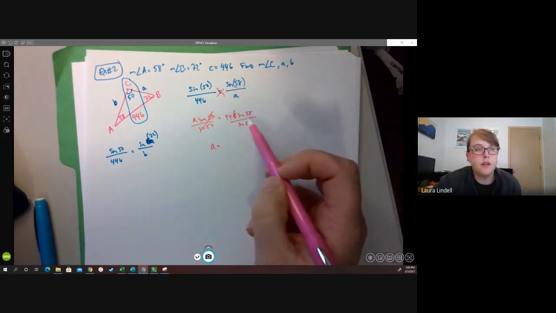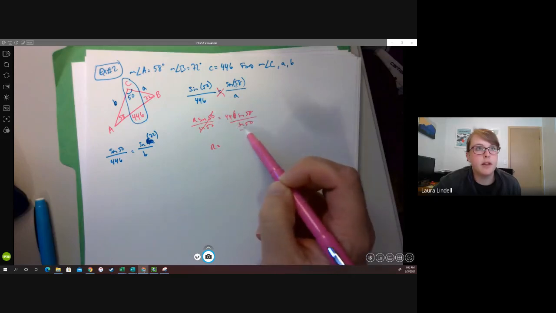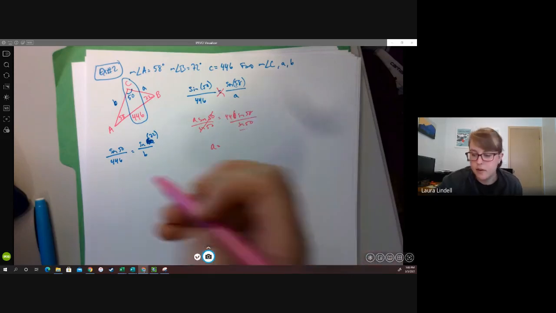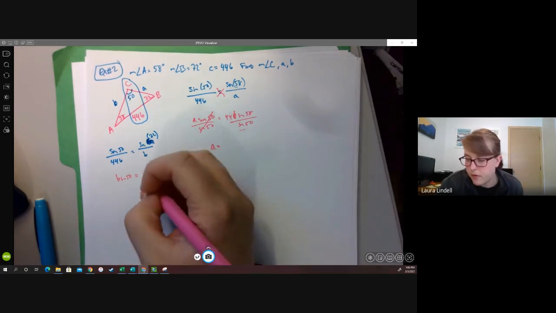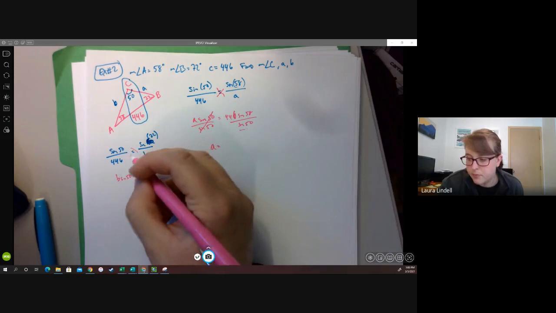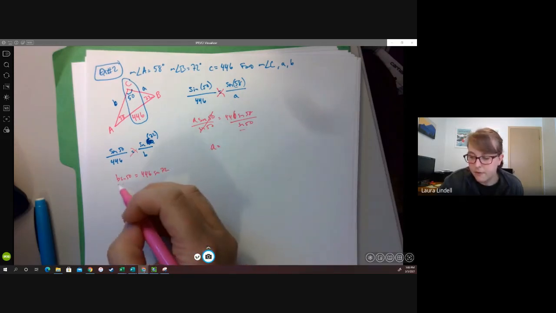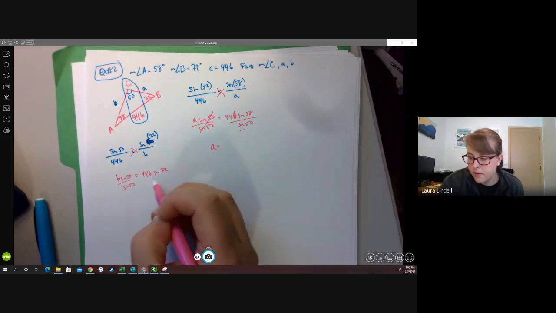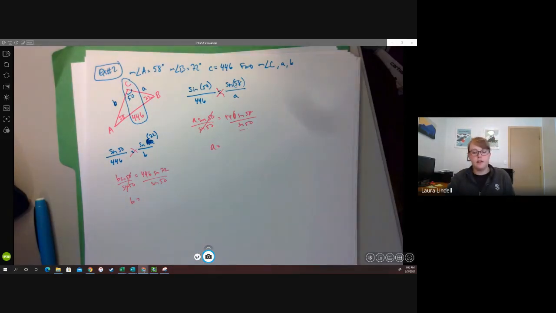On the first one, if you're on the right track, this is what you did. You cross multiplied and then divided by sine of 50. On the other one, same thing, cross multiplying and then dividing by sine 50. And then typing it into the calculator.